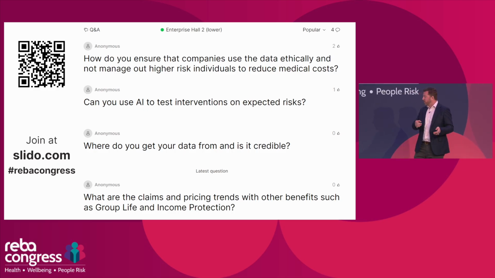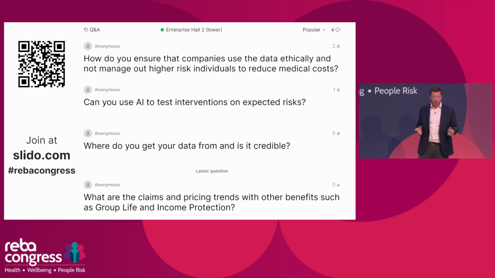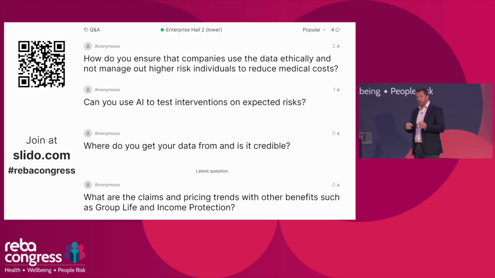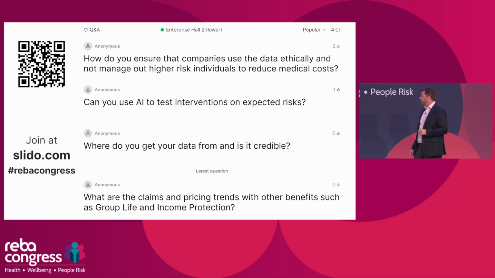So again, it's about understanding those data points, understanding where your risks lie, and then mapping the appropriate solutions that you may already have. They may not be utilised as much as you want, but mapping those solutions to the known health risk, and then measuring the impact through claims and through utilisation, will help you understand what solutions are right for your people risks.